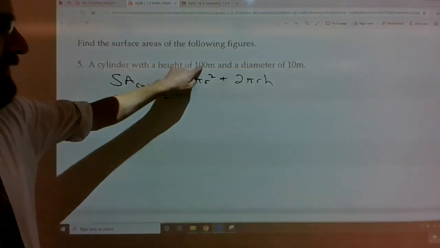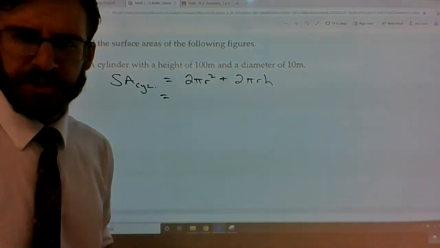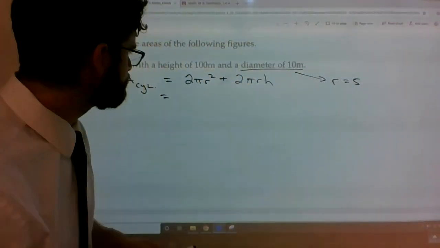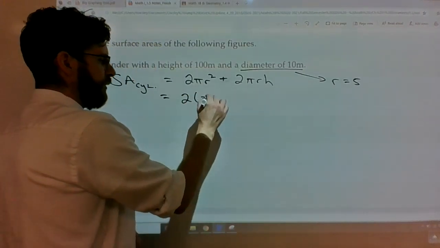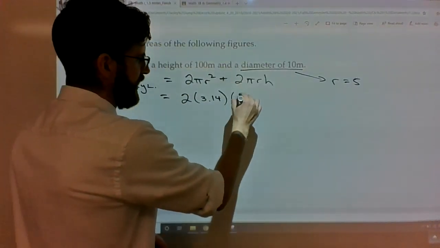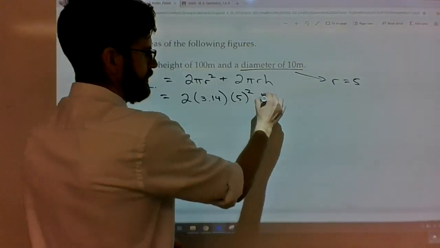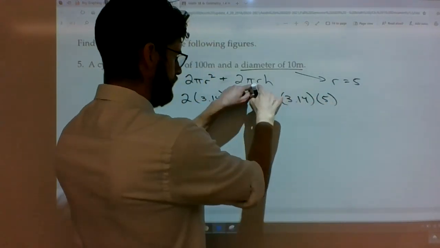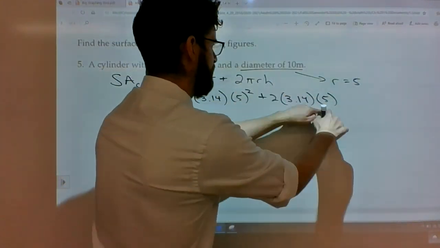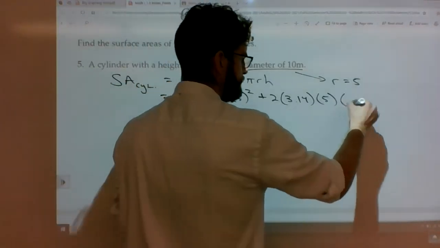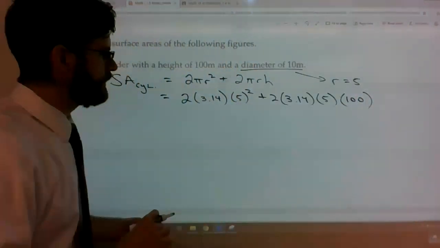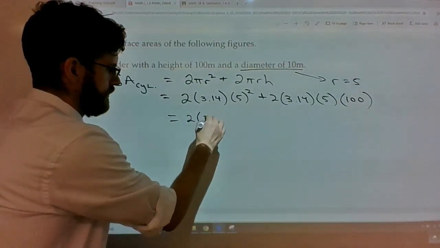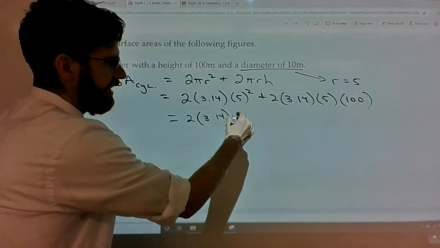They're telling us it's got a height of 100 meters and a diameter of 10, which is really just code for saying your radius is equal to 5, right? So if we put the 3.14 in there, our radius is 5 times 5, plus 2 times the 3.14 again, plug in that 5 for the r, 3.14, 5, and then the height is 100. I got to do the exponent first, which is 25.